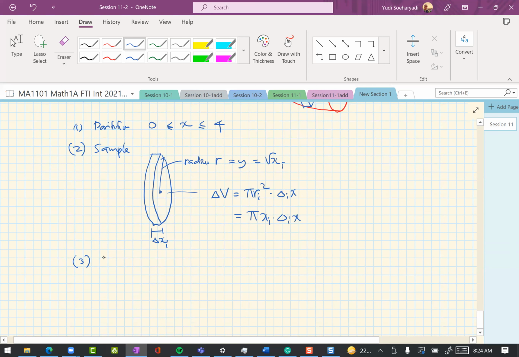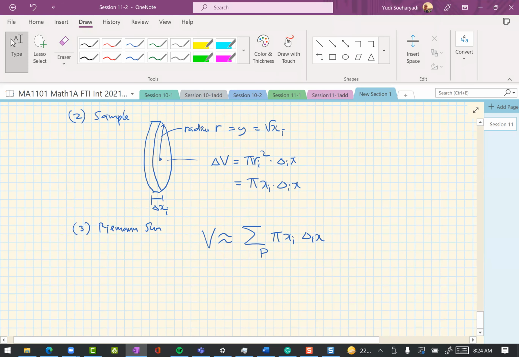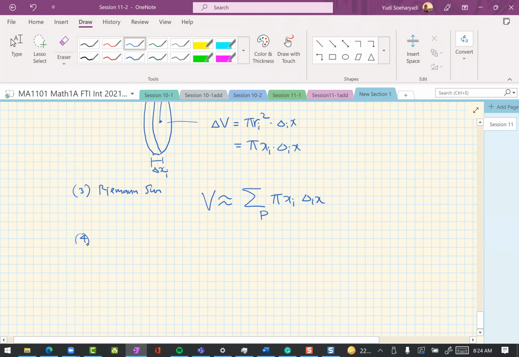So sum it up, Riemann sum. The whole volume would be approximated by a Riemann sum. According to the partition, the summation is done: pi x_i delta x_i. So that's the estimate for the sum. And then take the limit. As you take the limit, then you get the volume. Let's do this, get the integral.